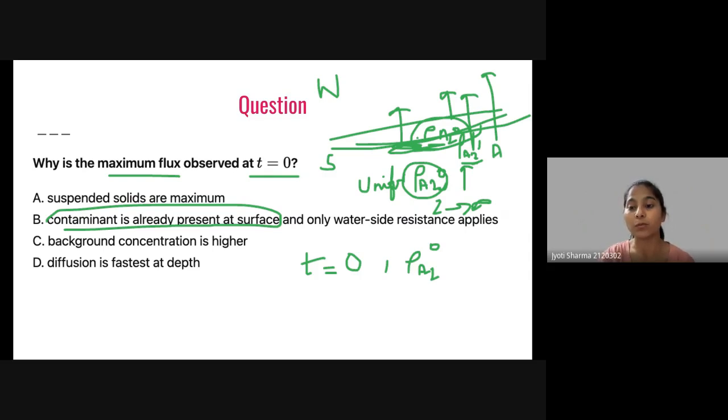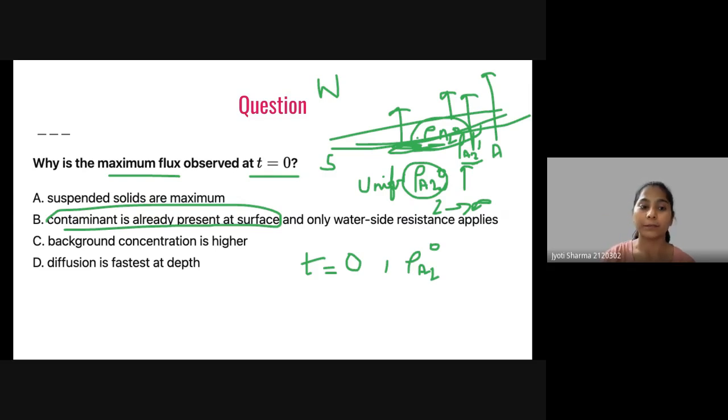And that's how flux will be reduced. But when time is equal to 0, we already have contaminant at the surface, and that's how this is giving us the maximum flux. But over time, the concentration will be reduced at the interface, and because diffusion is slow, the concentration will be replaced, or the sufficient concentration will be there only after a long time, and that's how the flux will be reduced.